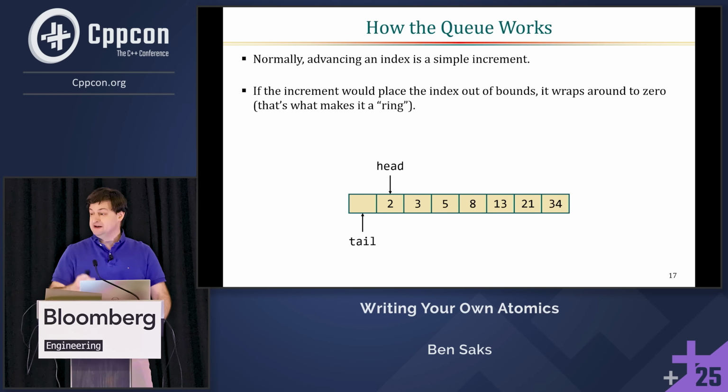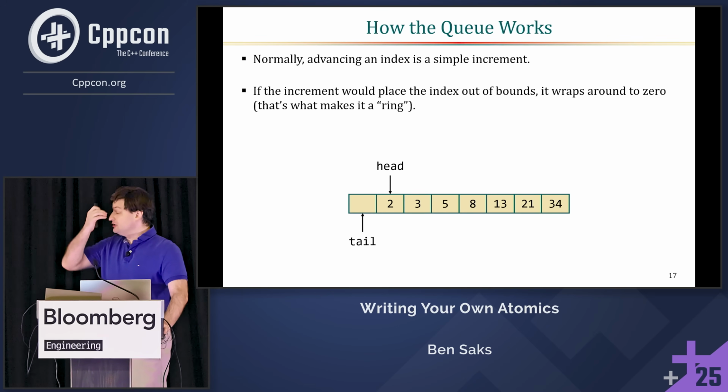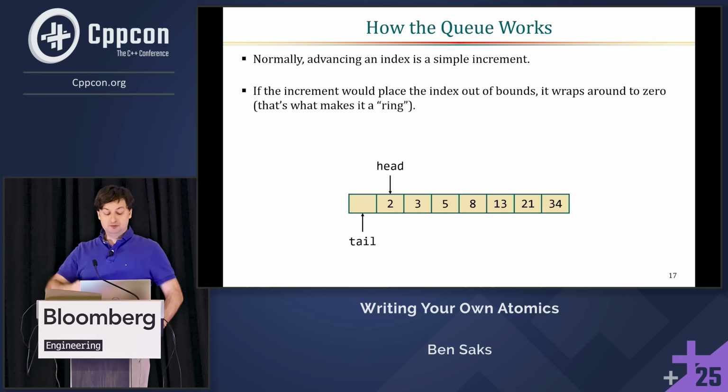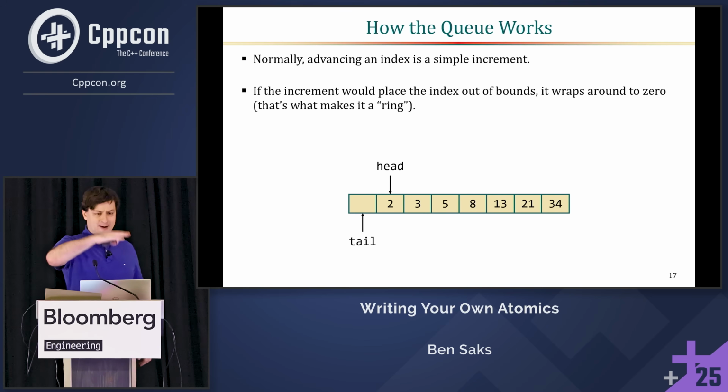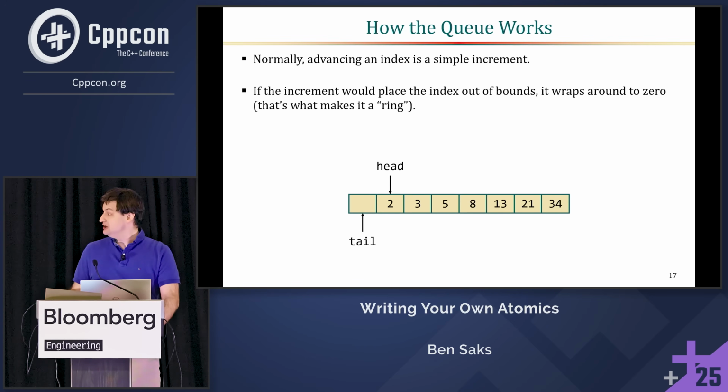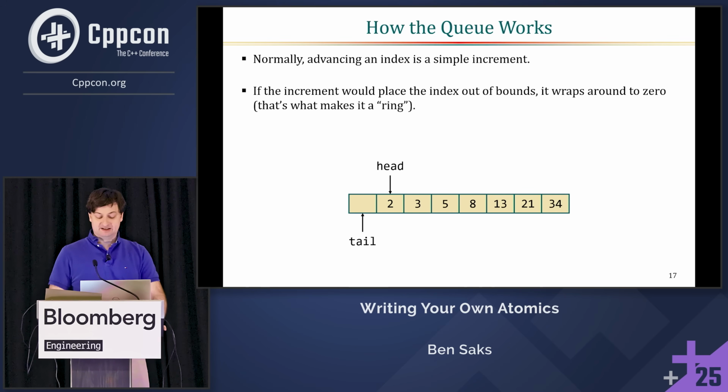Most of the time when we advance an index like this, it's just a simple increment. But as I said, the elements are used in a circular fashion. So if that increment would place the index out of bounds, it's going to wrap around to the 0th element of the queue. So if I keep adding elements to the queue from this point, I'll eventually wind up with a picture that looks something like this, where the tail element is back to 0 and head is somewhere after that.